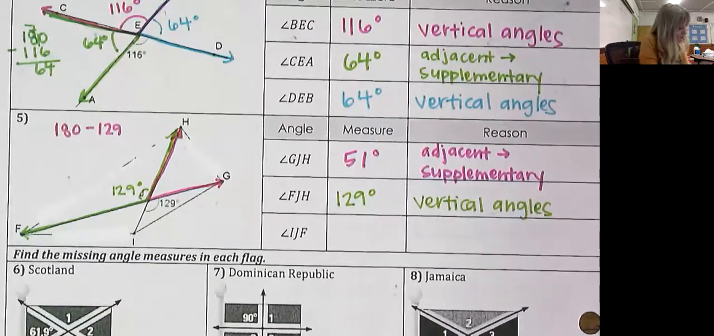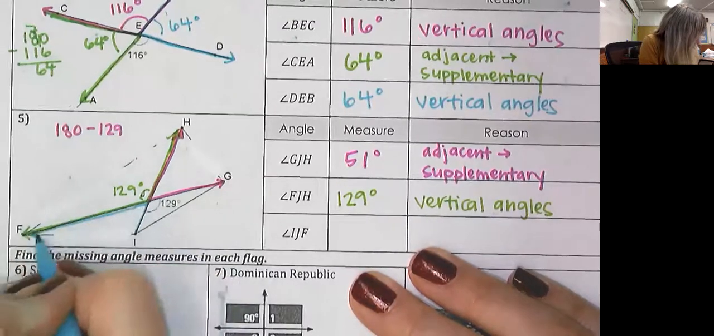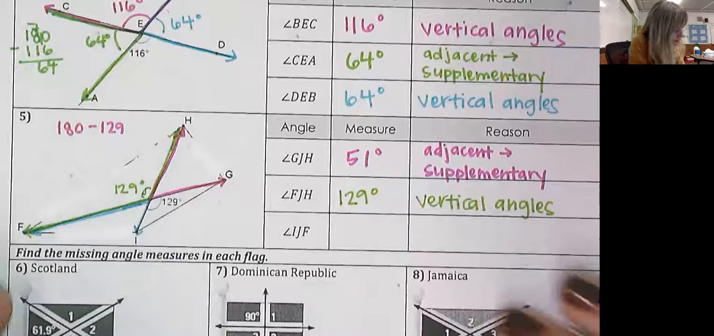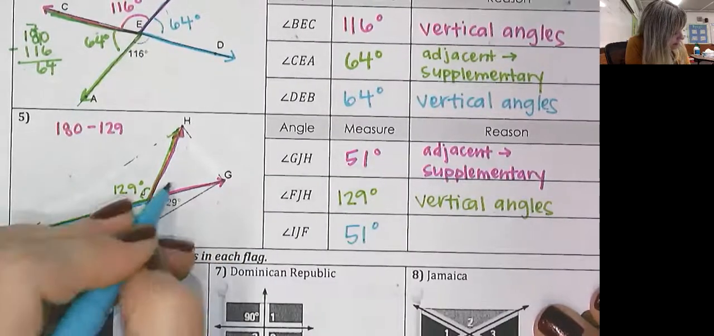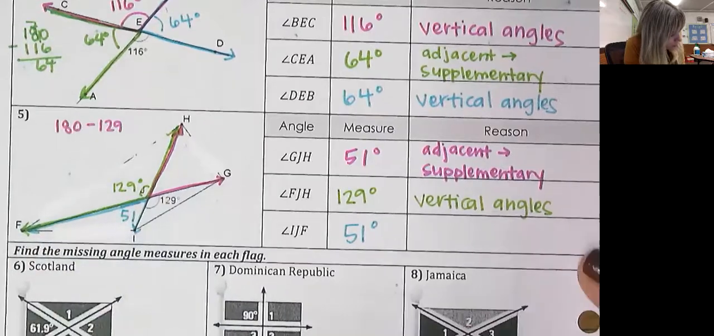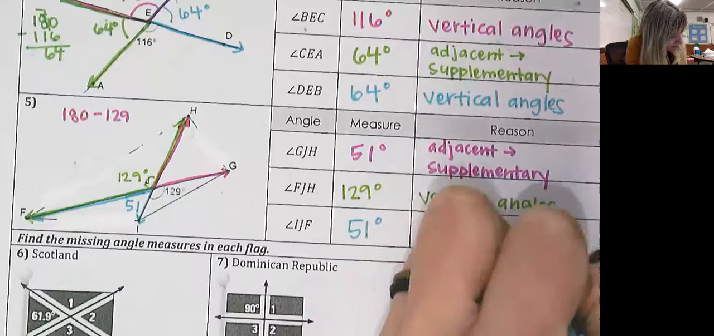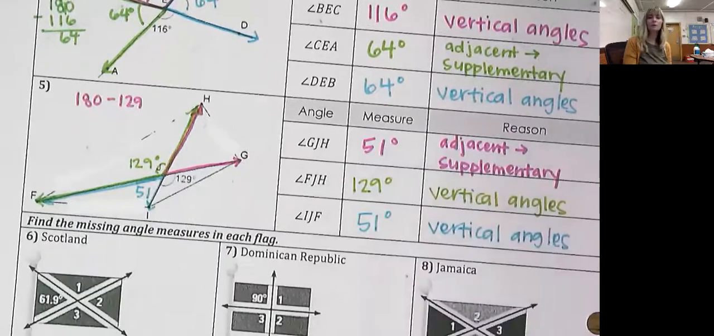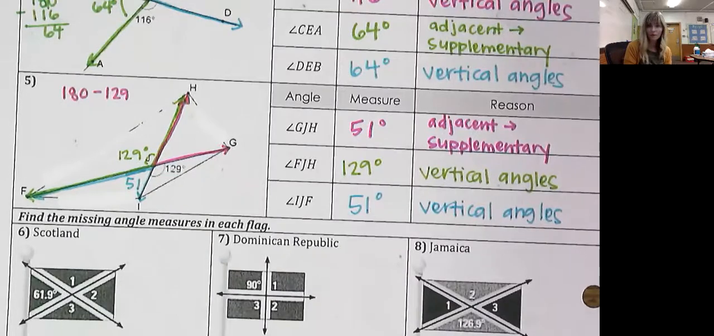And then this last one, here it is, IJF. The blue and the green are also adjacent supplementary. Or you can see that the pink and the blue are vertical. Once you get to that last one, you have an option. You can either use a supplementary or a vertical relationship. But the main idea is that you only need one to find the rest.